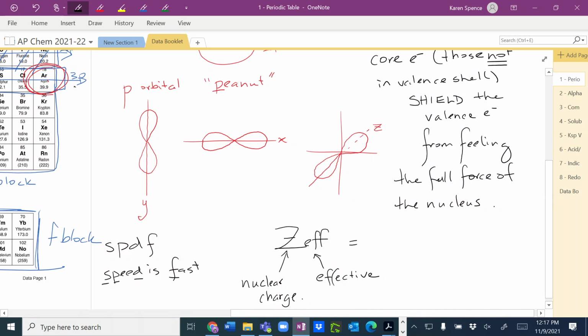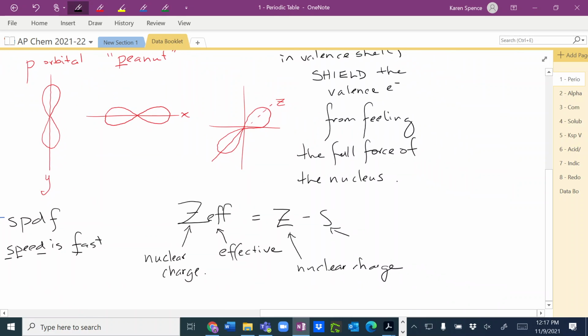So you have Z, which is the nuclear charge, minus S, which is the number of shielding electrons, the number of core electrons. And we just look at those in terms of the main energy levels, the principal energy levels. We don't get into looking at subshells. This is an approximation only.